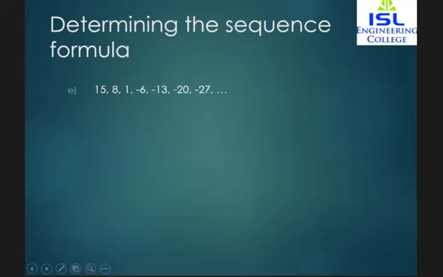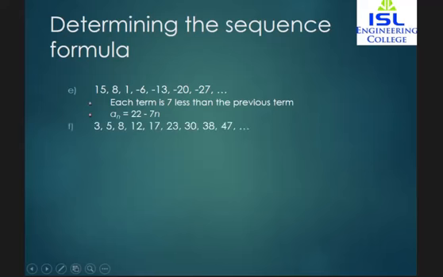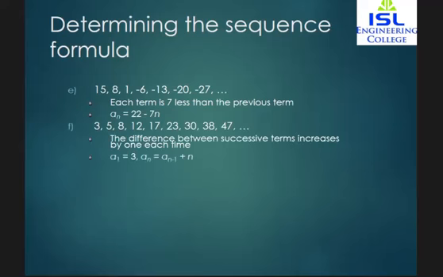Similarly, if we want to determine the sequence formula, after 15 we have 8, after 8 we have 1. If we observe, between 15 and 8 the difference is 7, and between 8 and 1 the difference is 7. So each time we are decreasing the number by 7. Each term is less than the previous term. Similarly, you can solve for the following: 3, 5, 8, where the difference between successive terms is increasing by 1. Between 3 and 5 we have the difference 2. Between 5 and 8 the difference is 3, and so on.